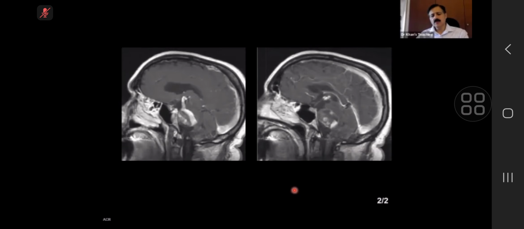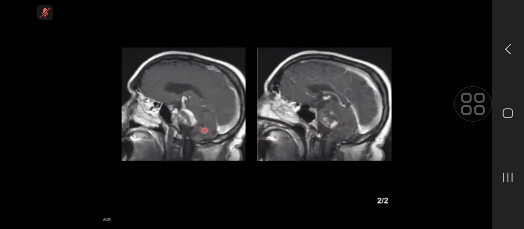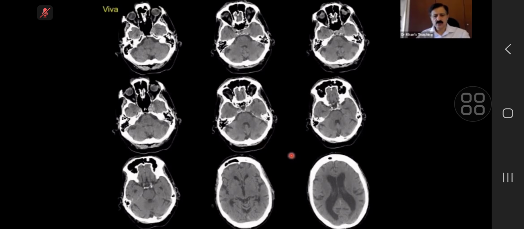Yeah. So bizarre is the word. Now, if you see here, there was a lot of mass effect on the brainstem, the pons actually. And look at the signal. It doesn't make sense, and then on contrast, you can see part of it is enhancing, part is not enhancing. And the explanation, as I told you, is because of partial thrombosis.